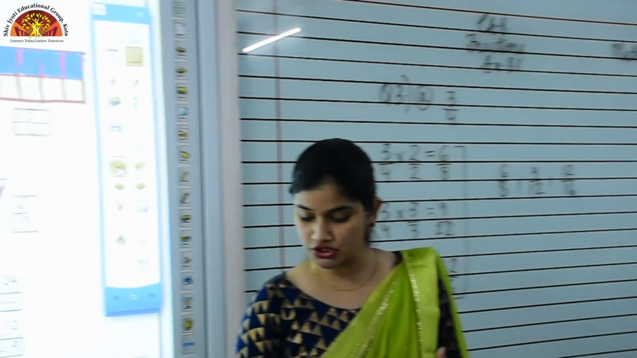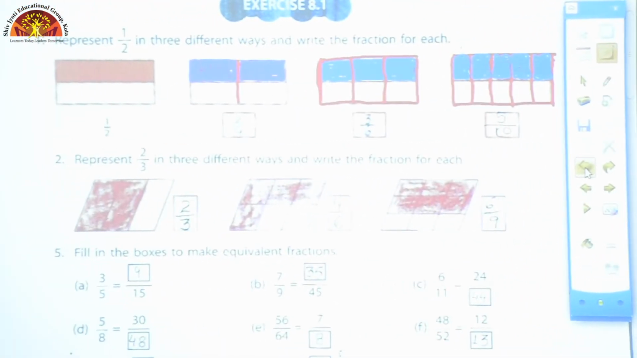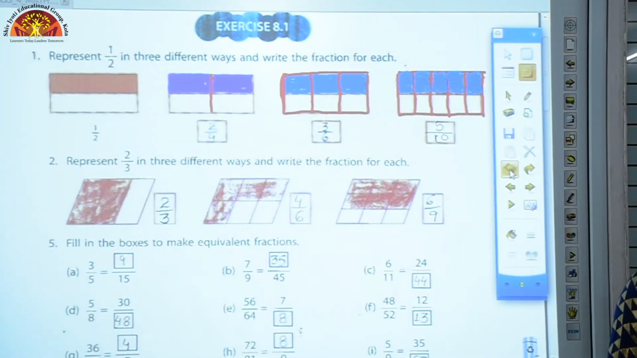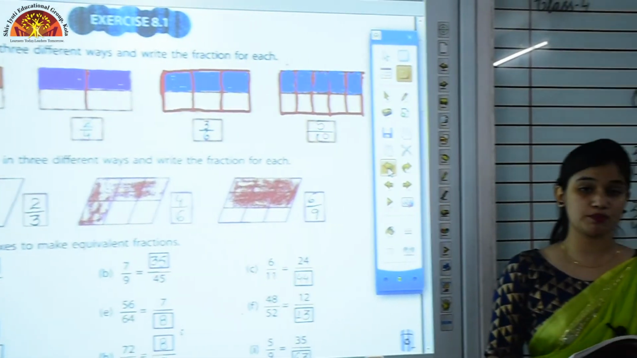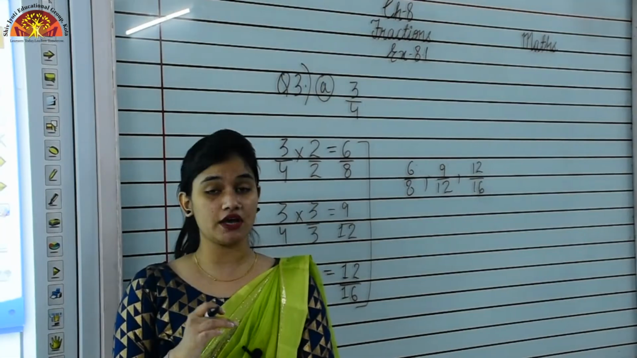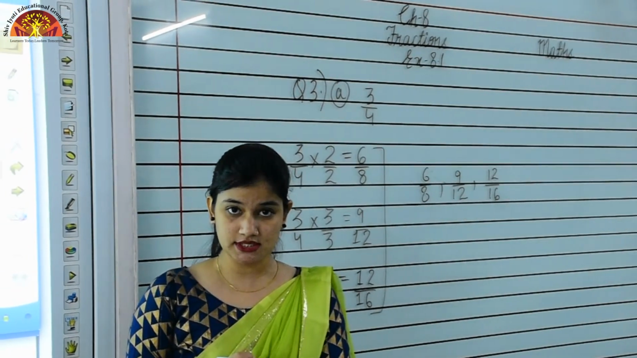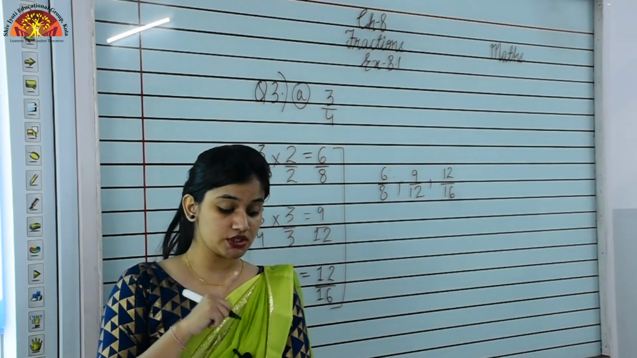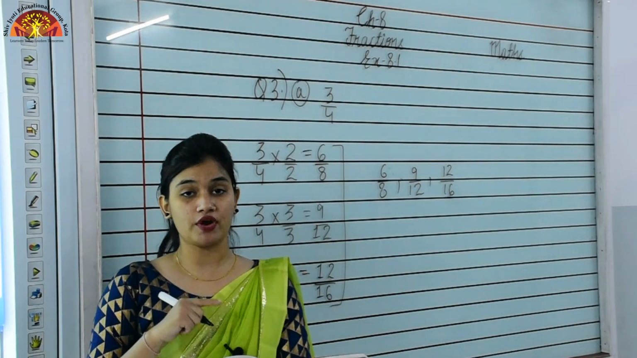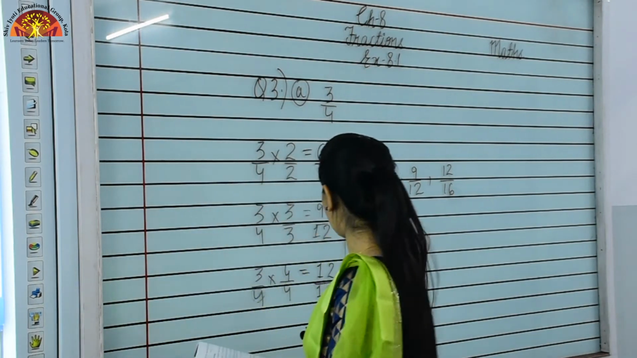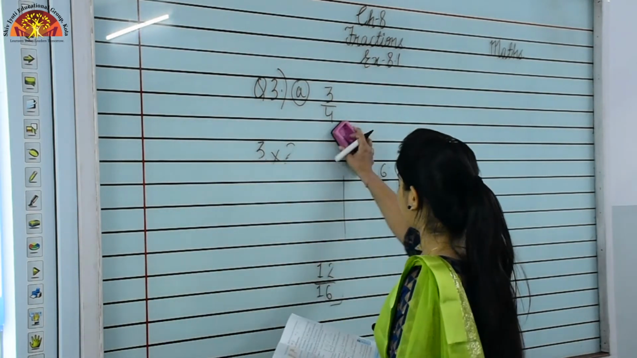Now the next question is question number 4. Question number 4 is write two equivalent fractions for the given fractions by dividing. Now in question number 4 again we have to find the equivalent fractions. Now we have to find two equivalent fractions, but the condition is this time we have to find the fraction by dividing. So now just look at the board. How can we find the equivalent fraction by dividing?